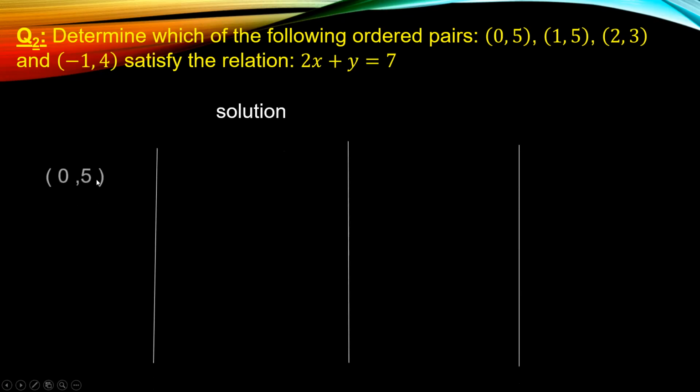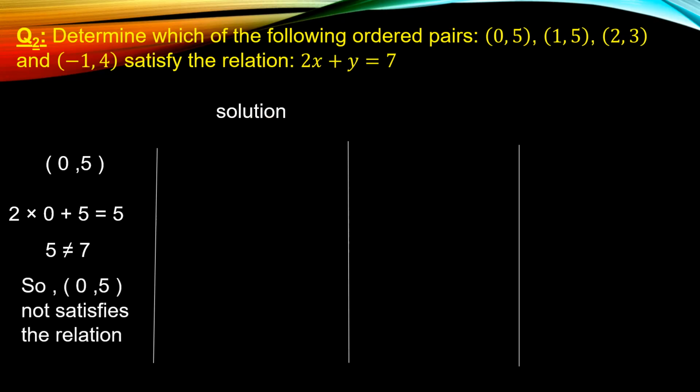The first ordered pair 0 and 5. So I will substitute the value of x equals 0 and the value of y, which is 5, in the relation. So in the relation 2x plus y equals 7, it means 2 times 0 plus 5 equals 7, as shown here. So 2 times 0 plus 5 equals 5. 2 times 0 equals 0. So 0 plus 5 equals 5. This means that 5 does not equal the result 7. So I can say that the point 0 and 5 does not satisfy the relation.